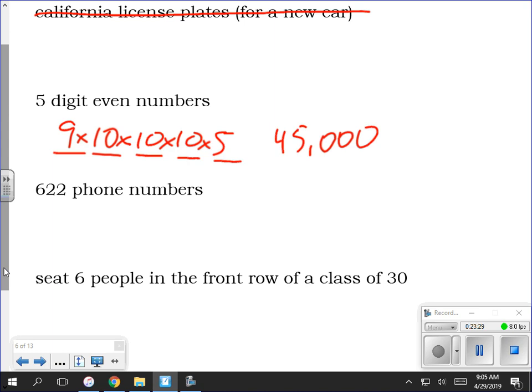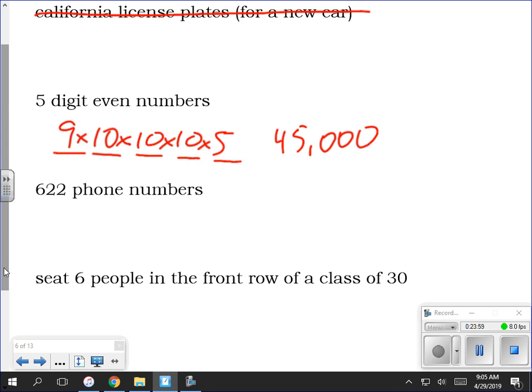So the next one, 622 phone numbers. Okay, how can I do 622 phone numbers? 622 is an implication of an area code, like 530, 212, 707. So 622 area code. How many phone numbers are there in that area code? Or it could be that's the prefix.